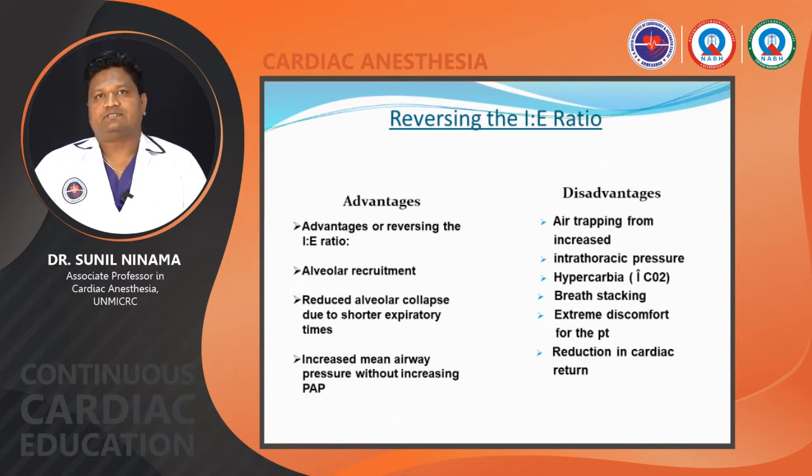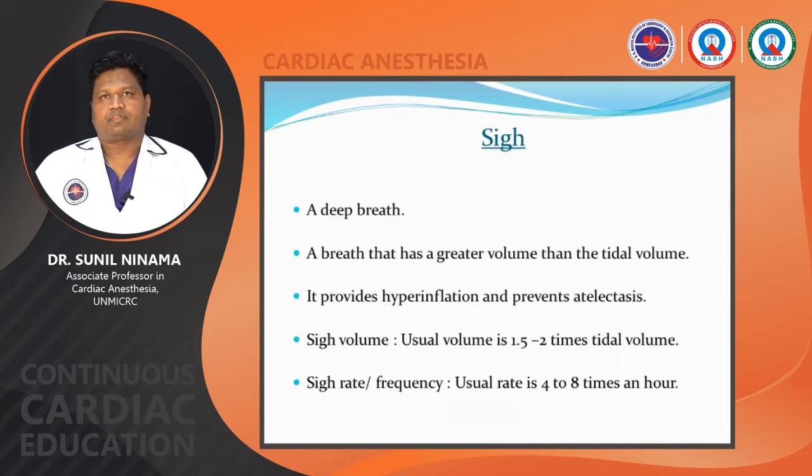The advantages of reversing the I:E ratio are alveolar recruitment, reduced alveolar collapse due to shorter expiratory time, and increased mean airway pressure without increasing the peak airway pressures. And the disadvantages are air trapping from the increased intrathoracic pressures, hypercapnia, breath stacking, extreme discomfort for the patient and reduction in the cardiac output.